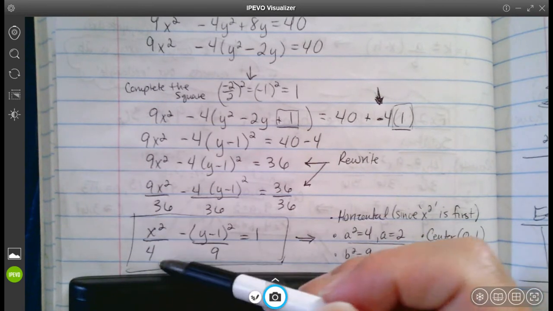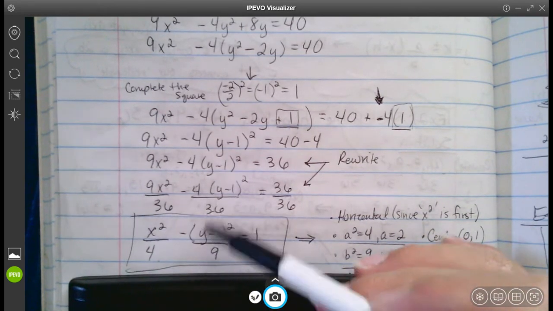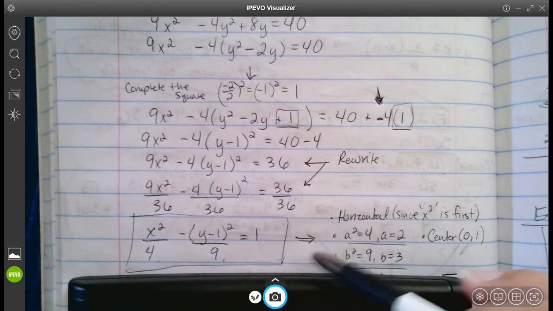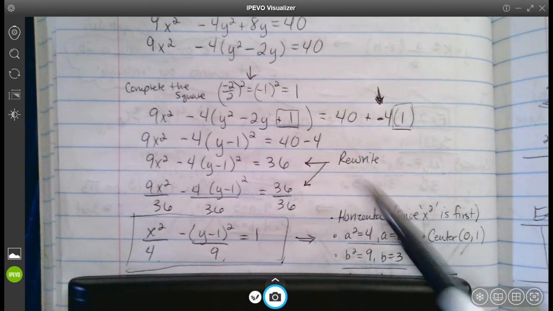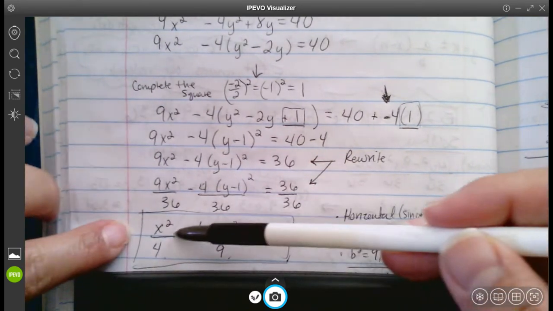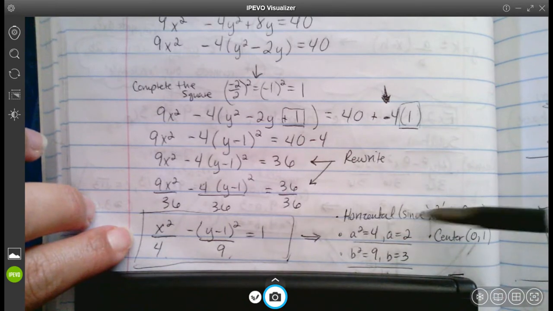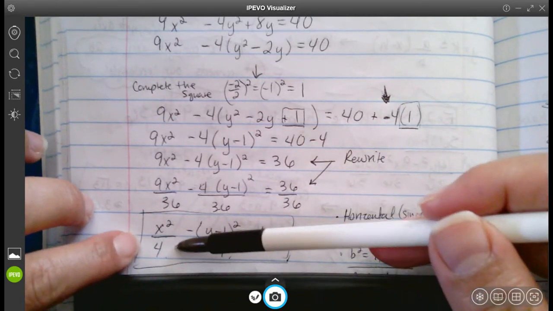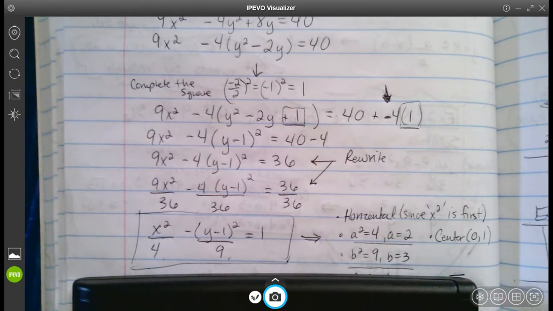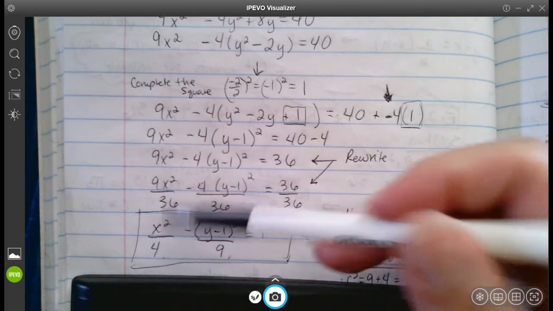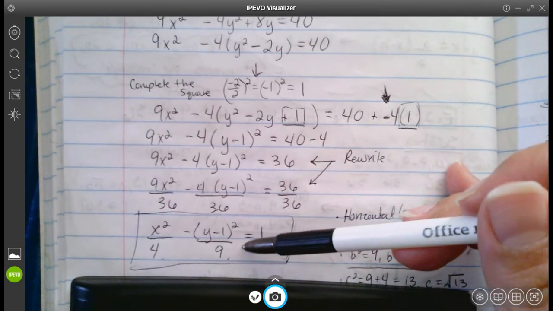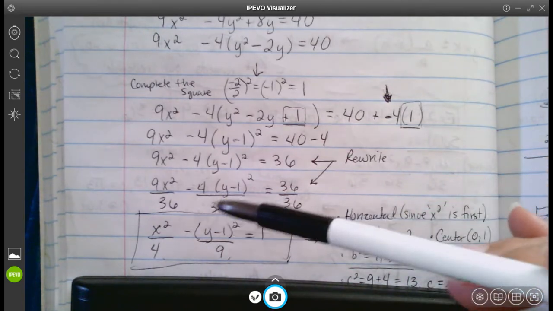9 over 36 is 1 over 4. 4 over 36 is 1 over 9. From here, I can get all this information. Since x is first, it's going to be horizontal. This is where I was talking about how a can be less than b: you'll notice that the 4 is smaller than the 9, which is fine. For hyperbolas, it happens.